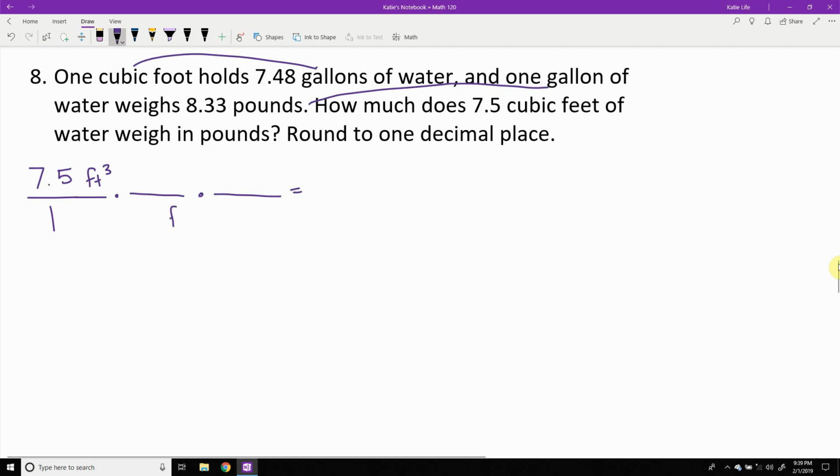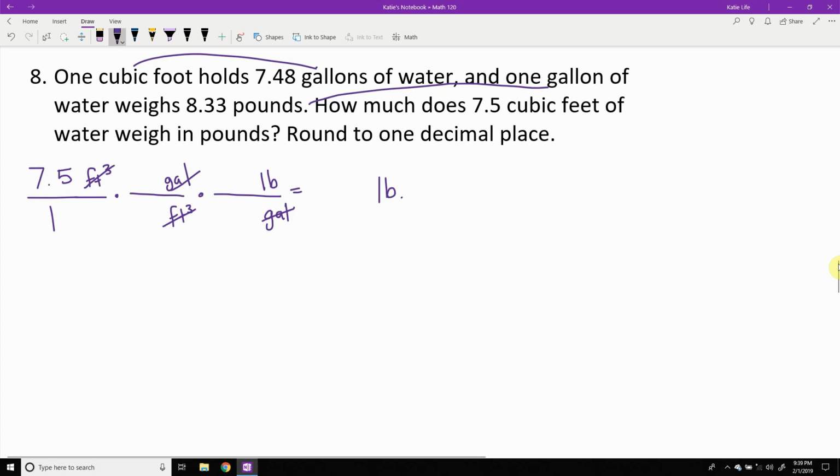One to transform cubic feet into gallons. Notice my setup here, numerators and cross denominators will cancel. And then gallons into pounds. Gallons will cancel. And we're left with the unit that the problem wants the water's measurement to be converted into, right? So I have my units already set up so that I am ending with the unit that the problem wants.